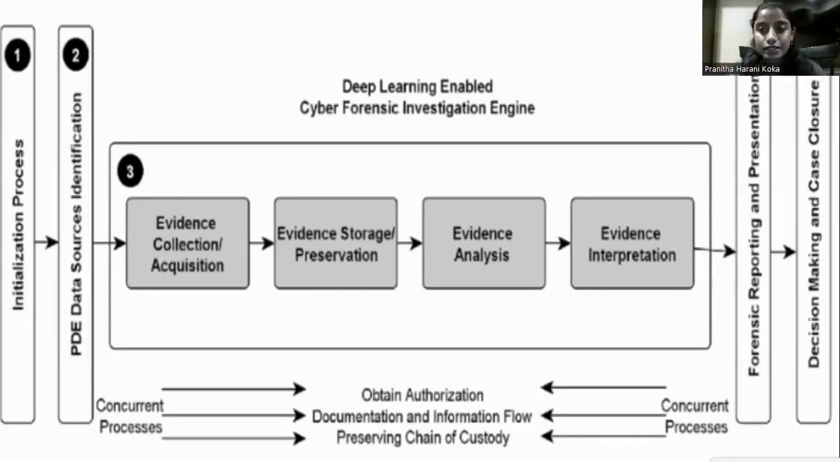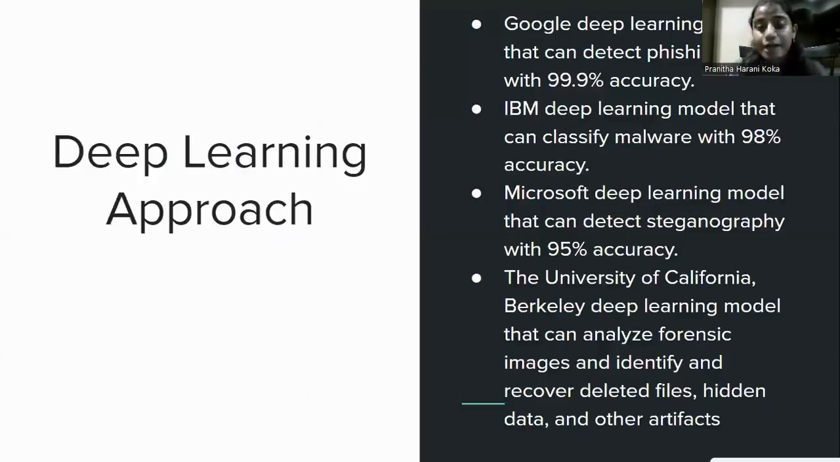It is actually proven. Google, IBM, and Microsoft used this deep learning model and were able to detect different types of phishing or hardware incidents with an accuracy of 95 to 99.9%. The only disadvantage in this model is that the data might be biased. Google is able to detect phishing because Google faces phishing issues a lot, and IBM is able to detect malware because IBM has data on malware. So it can be biased.